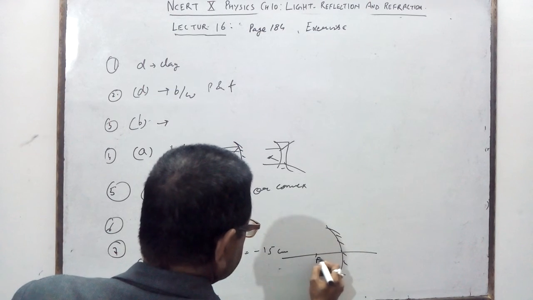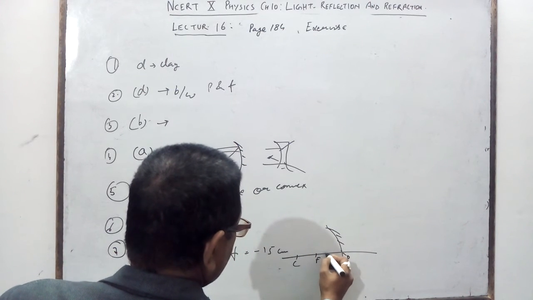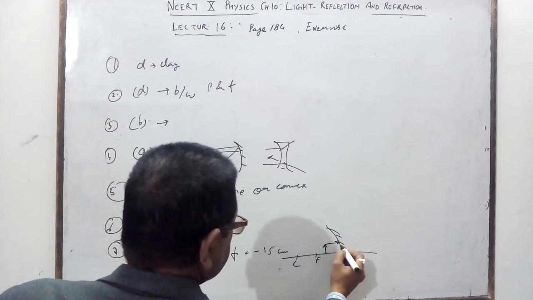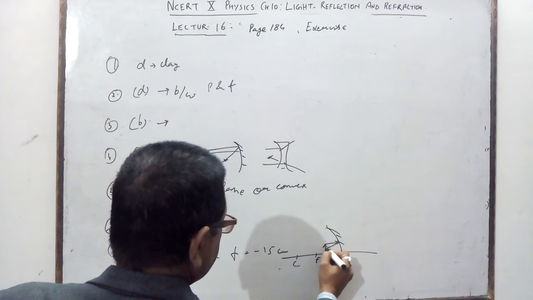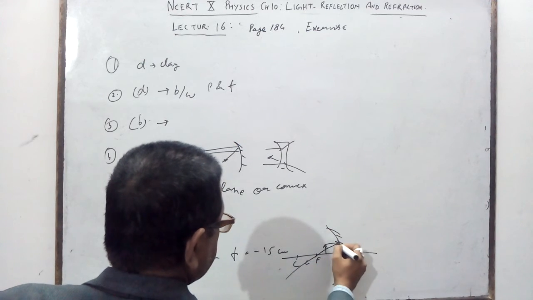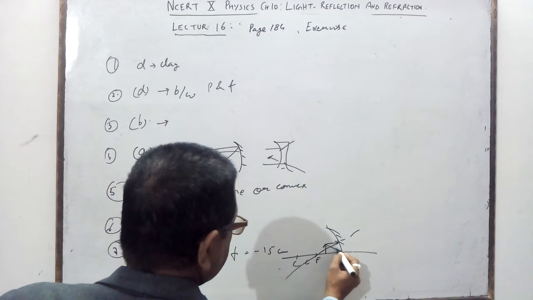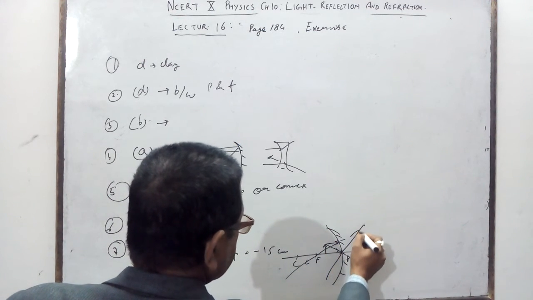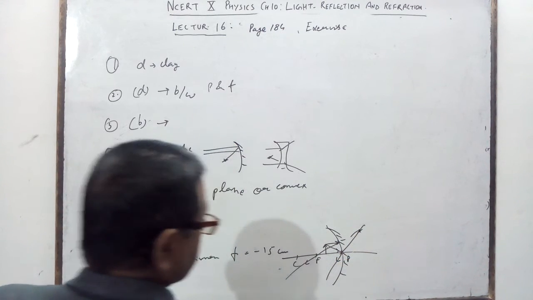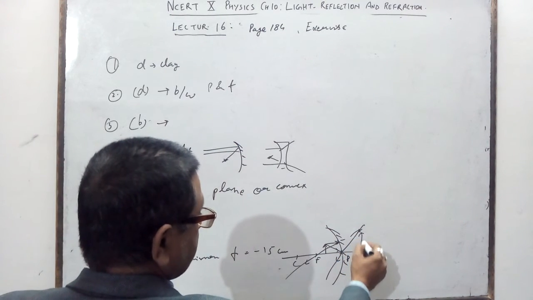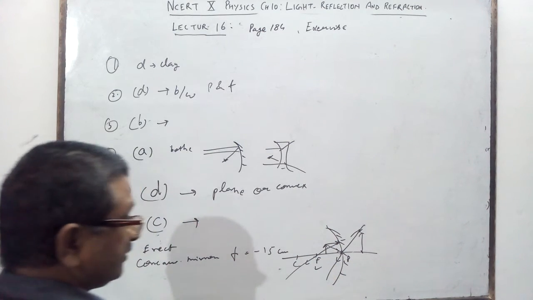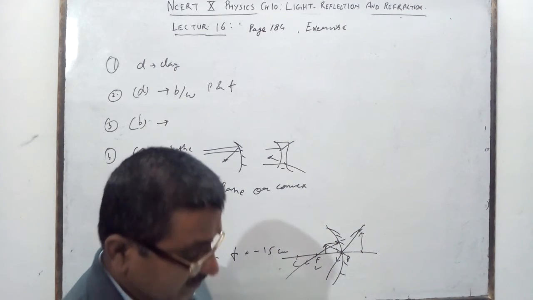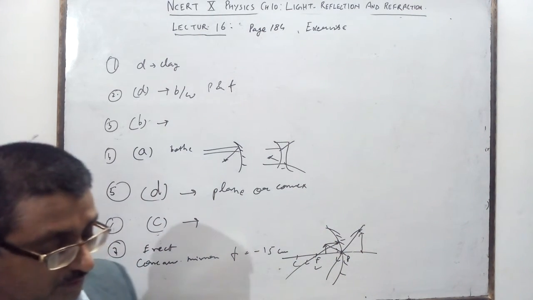Here is the focus, here is C, here is the pole. When the object is here, the parallel ray will be reflected here and it will go there, and the other one will go there, and you are getting an erect image here. So when you want the erect image, the object should be between pole and focus.